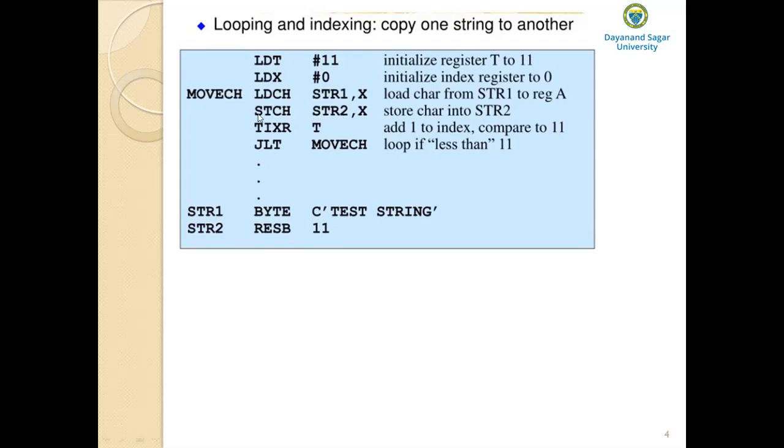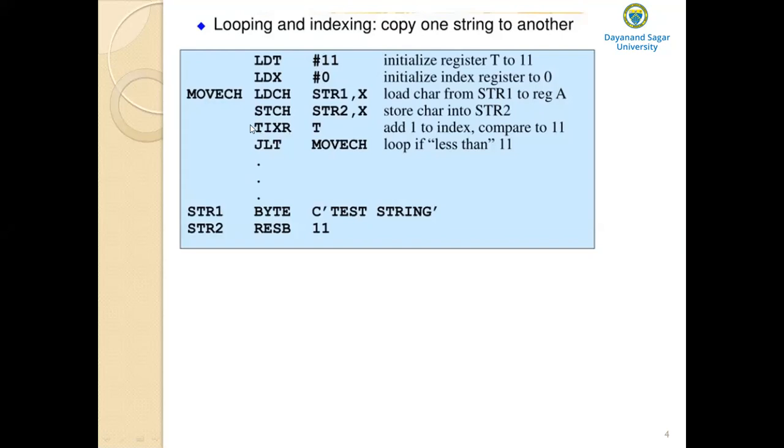From register A, you have to copy it into the first byte of str2. How? Using the STCH instruction: store register A into the string str2. Now you have copied 1 byte. Now you have to check whether you have copied all the 11 bytes or not. How? You have to compare the index value in register X with the count of characters in register T.